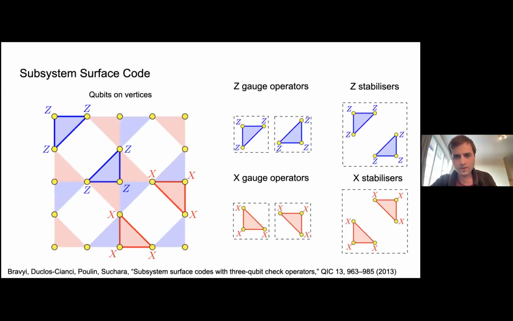And our work focuses on generalizing and improving the subsystem surface code. So I'll just introduce that here. Qubits are on vertices in this lattice, and each of these blue triangles is a Z gauge operator, and each red triangle is an X gauge operator. The Z stabilizer is the product of the two Z gauge operators on the face, and each X stabilizer is a product of the two X gauge operators on the face.